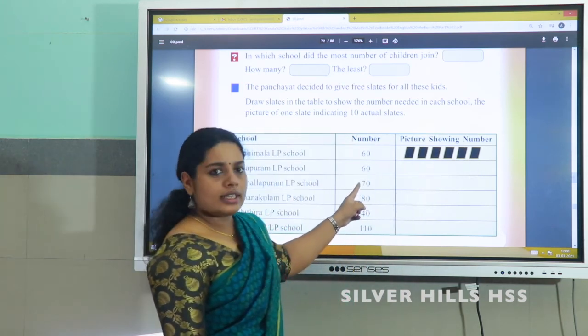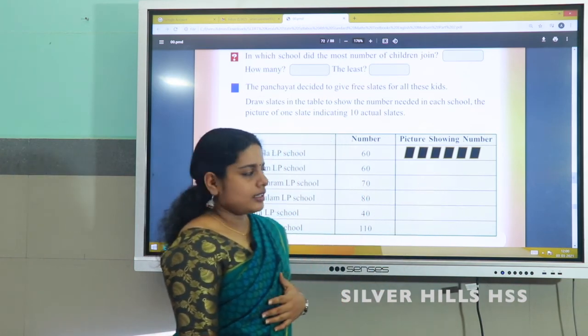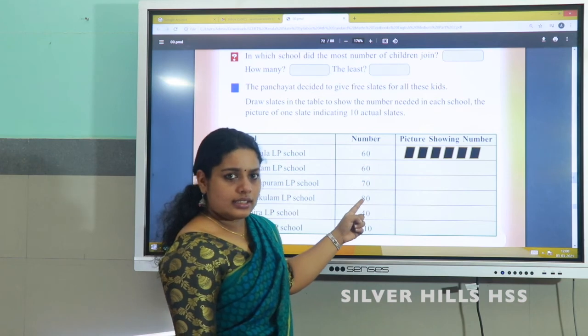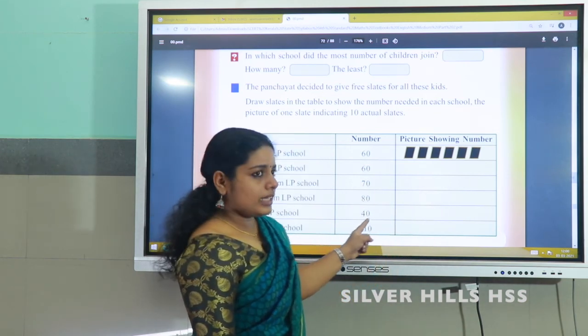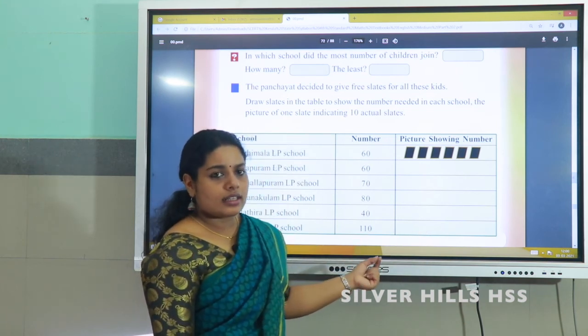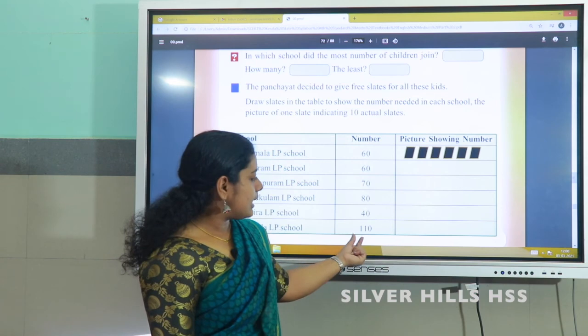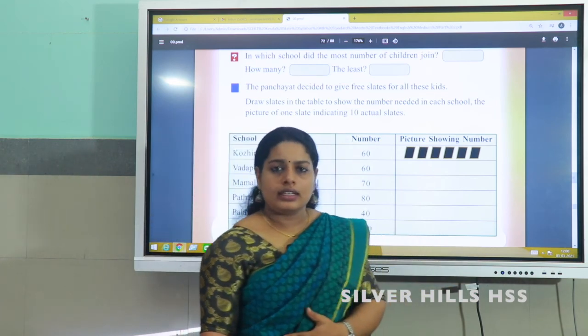Here, how many tens are there in 70? 7. So we need 7 slates here. How many tens are there in 80? 8. So 8 slates we have to draw here. And 40 means 4 slates. Now 110 means just find how many tens are there in 110. We know that 11 tens are 110. So we have to draw here 11 slates.